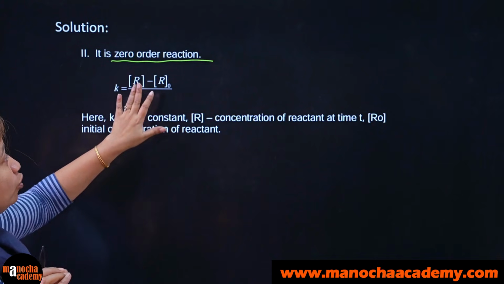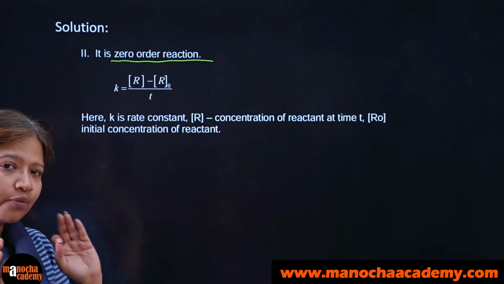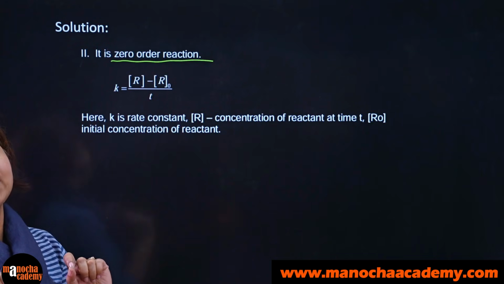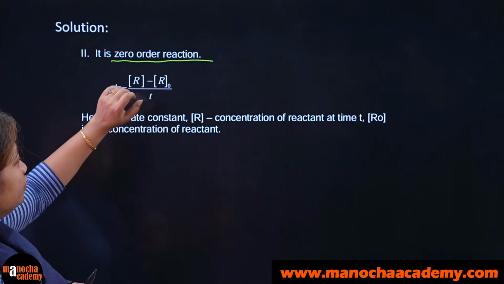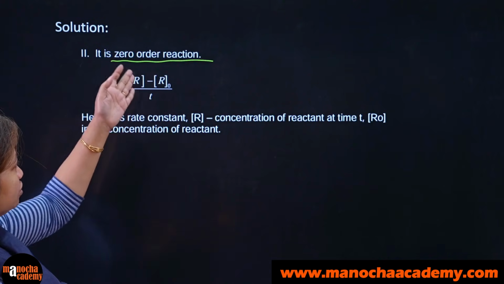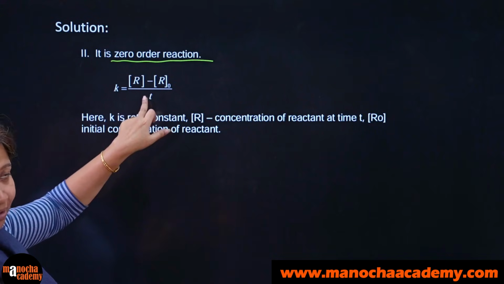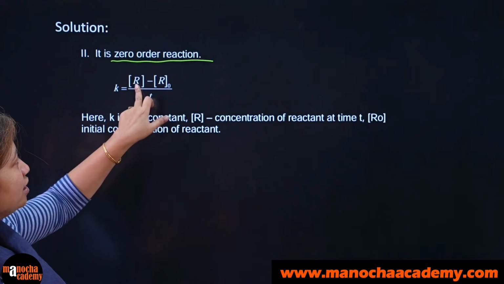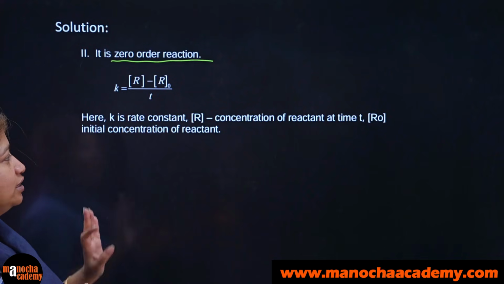Then you are told to specify. They have mentioned here to specify. Even if they don't mention it in the question, always specify what you are using: the initial concentration of the reactants, K is the rate constant, t is the time taken, and R is the concentration of the reactants at time t. That's it. So this is vital.